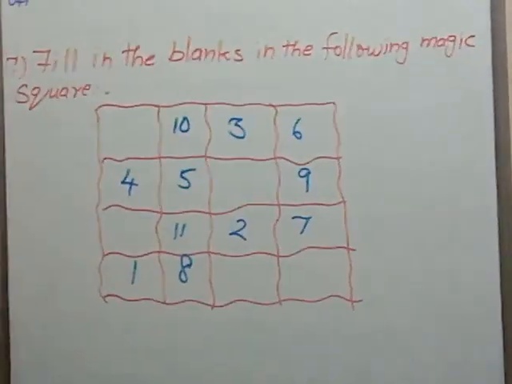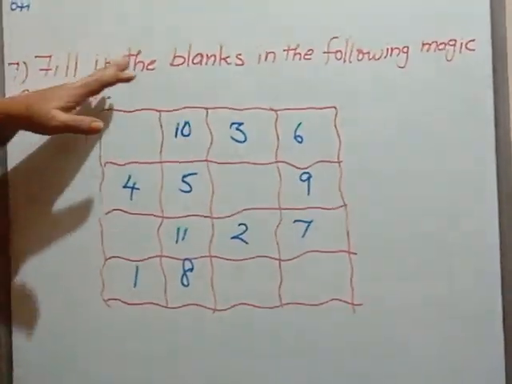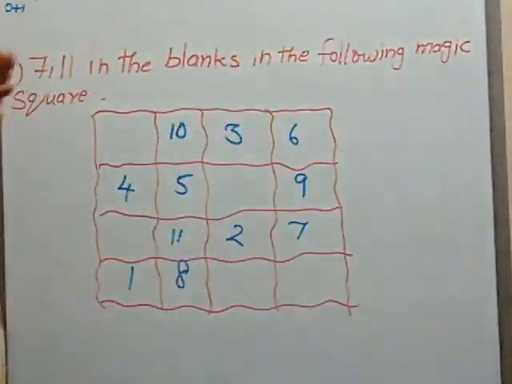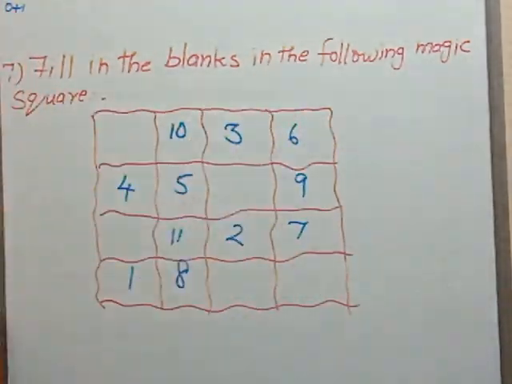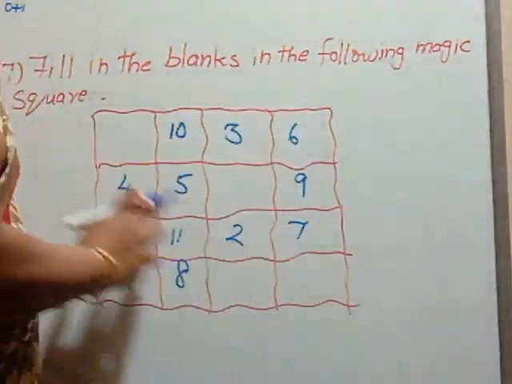Now we'll move to the seventh sum. Fill in the blanks in the following magic square. Here they given 4 rows and 4 columns. You have to finish it.